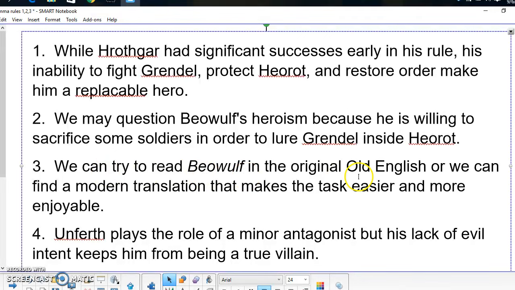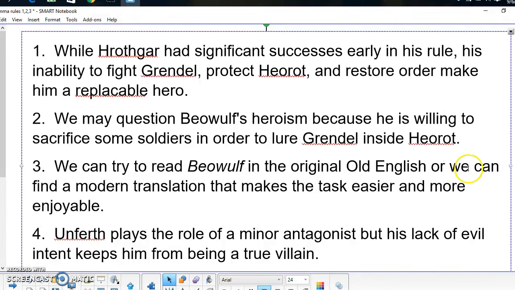We can try to read Beowulf in the original Old English. Full sentence on this side. Here's the "we," subject, here's our verb, "can try." Then I have an "or." Just because there's an "or" in the sentence doesn't mean that I'm going to have a comma. What do I have to do? I have to check on the other side of the "or" to see if I have a full sentence.